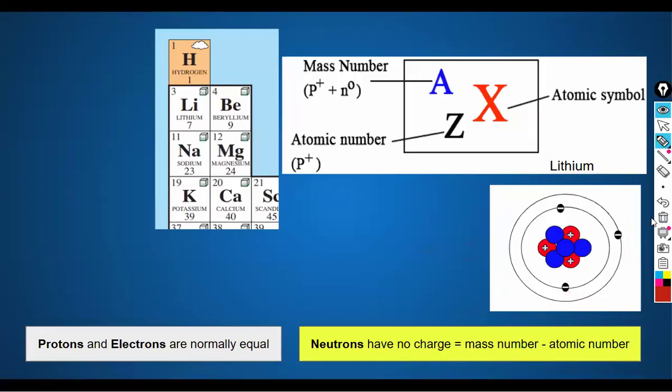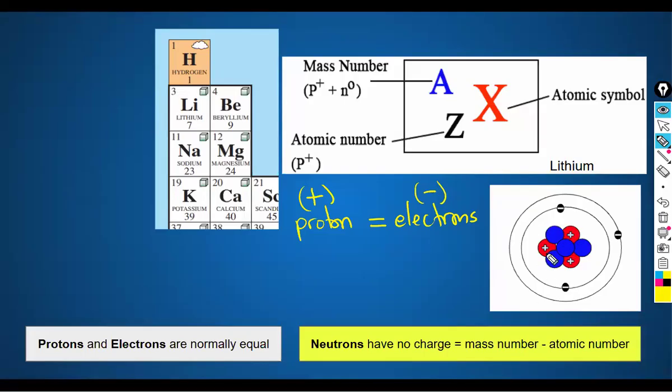Now, here's the thing. In a normal atom, I'm not talking about an atom with issues, right? I'm talking about a normal everyday atom. In a normal everyday atom, protons are supposed to be equal to electrons. Now remember, protons have a positive charge and electrons, once again, have a negative charge.